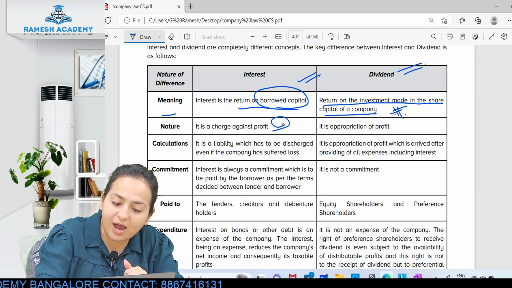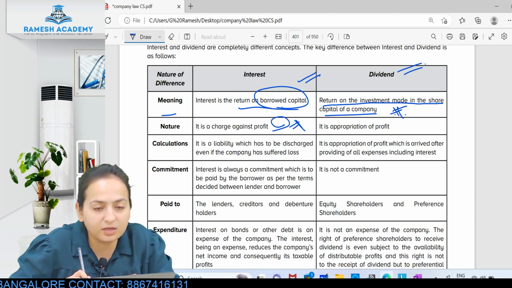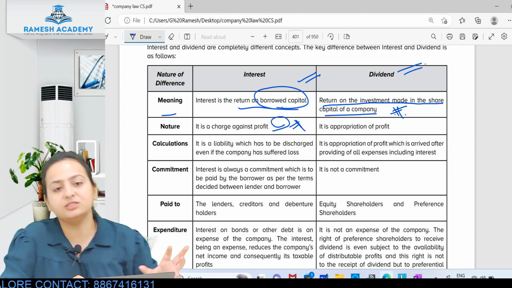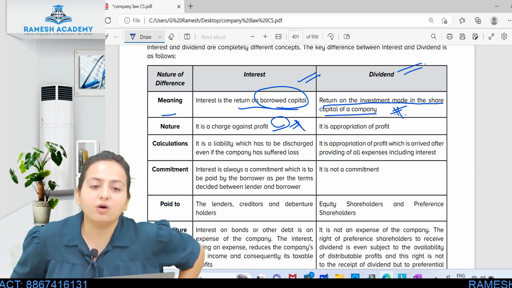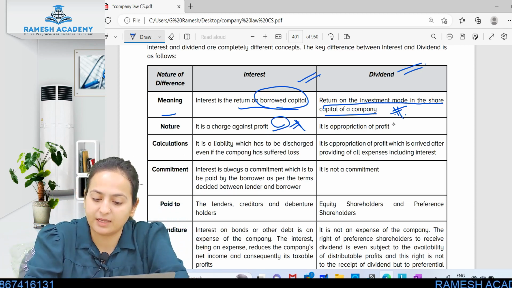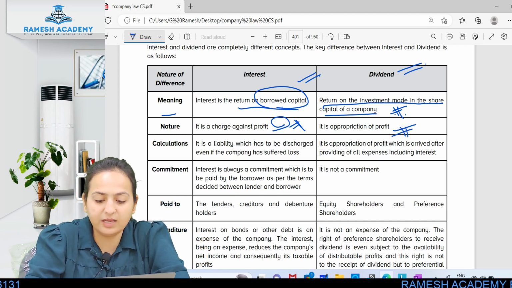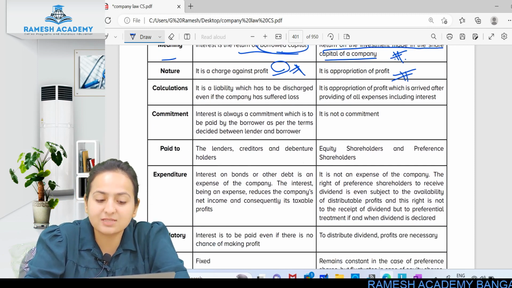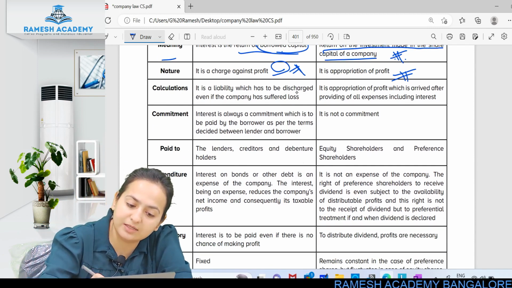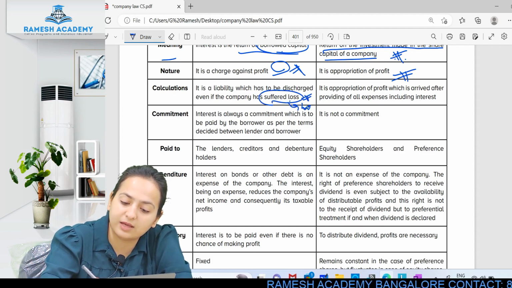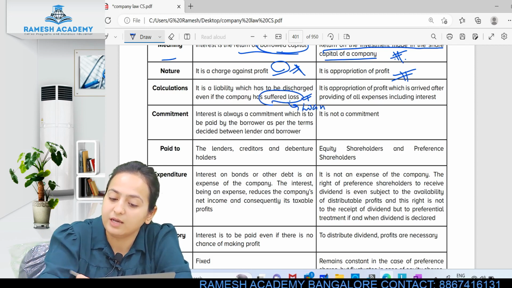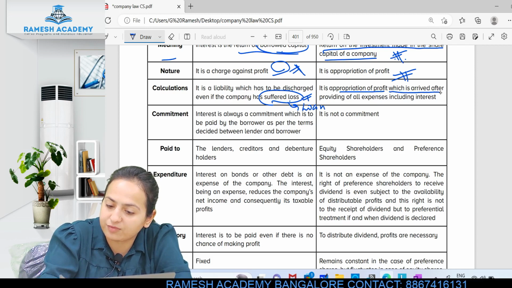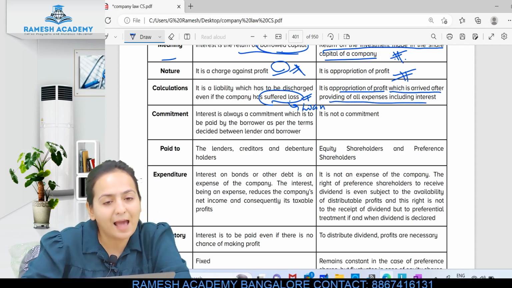Interest is a charge against the profit. We have learned what a charge is: when a particular asset is used for repayment of the money. Dividend is an appropriation of the profits. On calculations, interest is a liability which has to be discharged even if the company has suffered loss. Why? Because a loan is involved. Dividend is an appropriation of the profit which is arrived at after providing for the expenses.